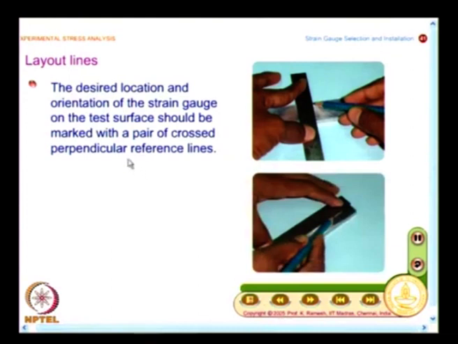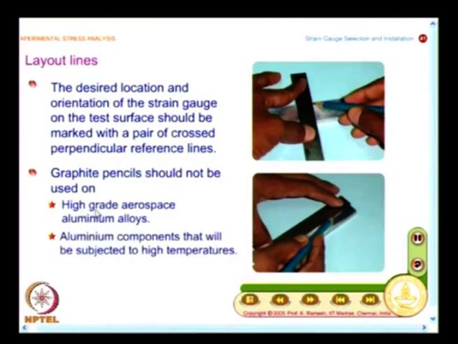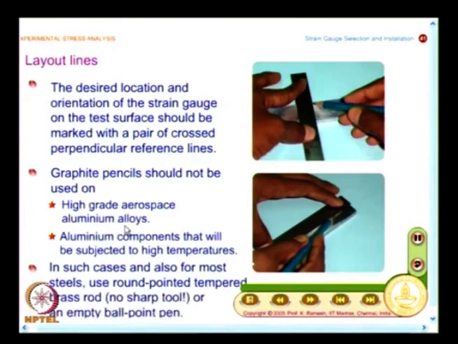So, you put perpendicular lines, and as I mentioned earlier, you cannot use graphite pencils on high grade aerospace aluminum alloys or on aluminum components that will be subject to high temperatures. Though in the class you might have used a simple graphite pencil because you worked on aluminum at room temperature, this is acceptable.